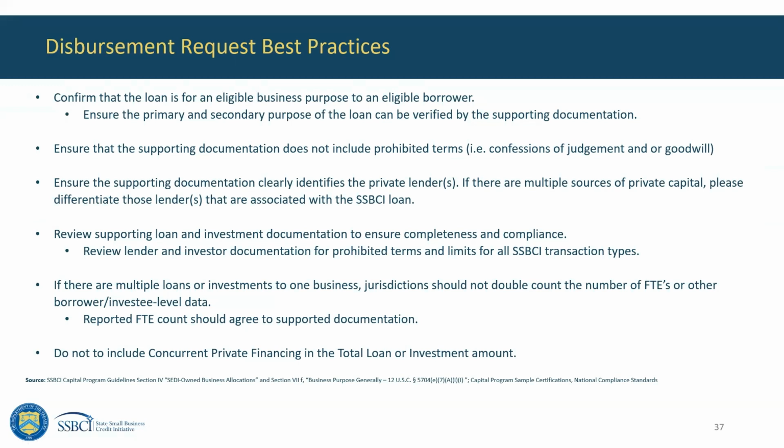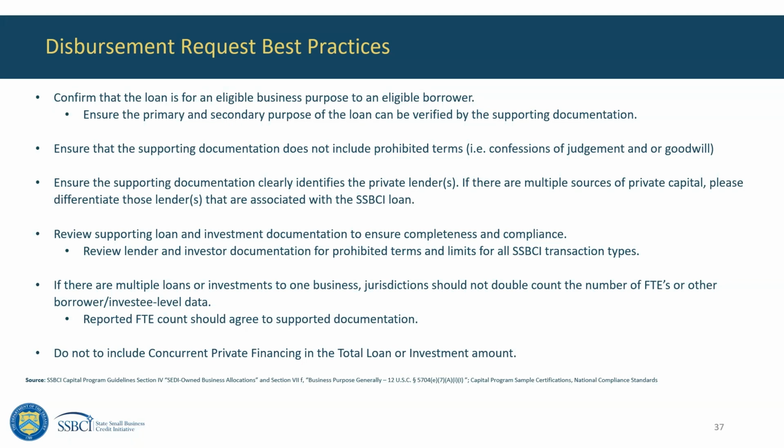Disbursement best practices. Generally speaking, we review to ensure that the transaction is compliant, and that would involve making certain that a loan is for an eligible business purpose and to an eligible borrower. That information should be supported by the documentation that is provided. In the disbursement request form, usually there's a primary and secondary business purpose that identifies the business purpose for the transaction. We ask for supporting documentation that corroborates that business purpose.